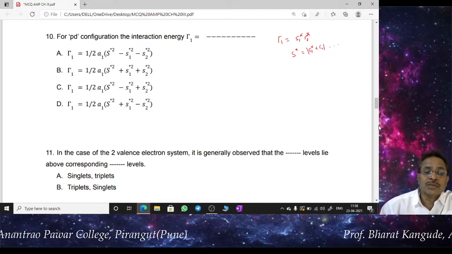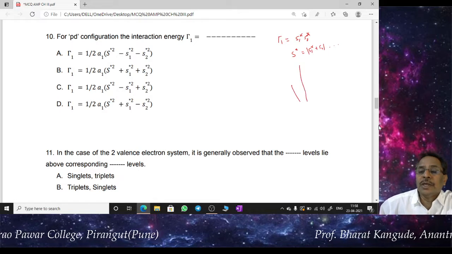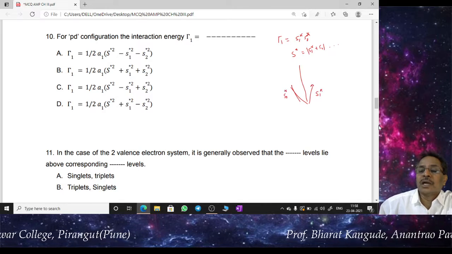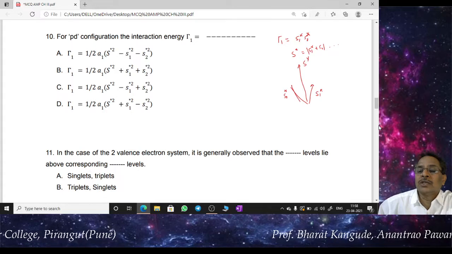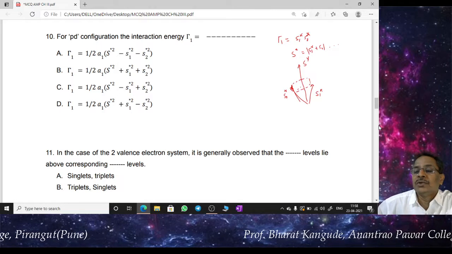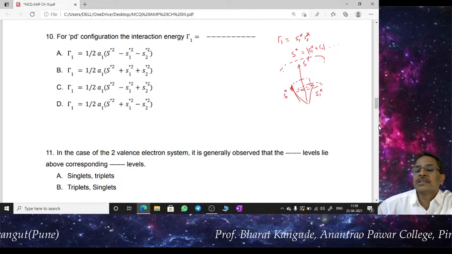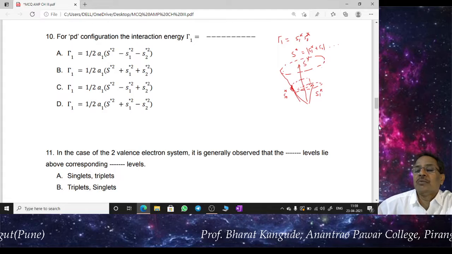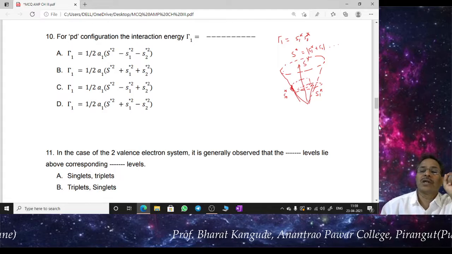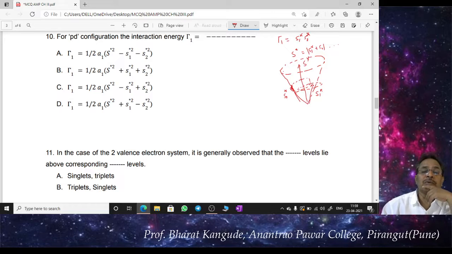In one of the relations we come across, you might have drawn this type of diagram. This is S1 star, this is S2 star, and this is the resultant capital S star. We show the precession of S2 star, the precession of S1 star, and the precession of S star around this. This type of vector diagram shows that S1 star and S2 star precess around the direction of the resultant S star, and therefore we come across this type of terms.